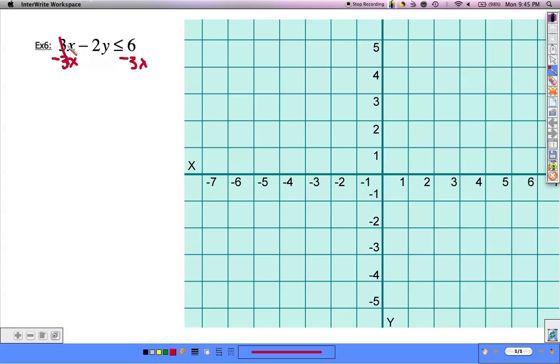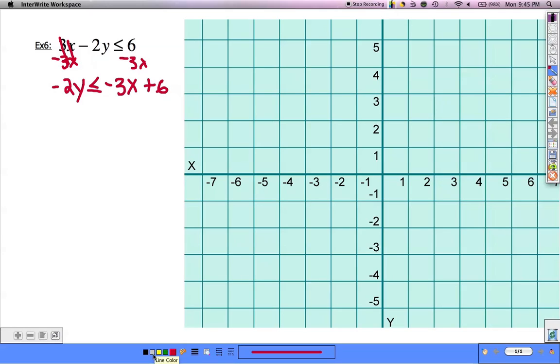The 3x's on the left-hand side are going to subtract to 0, and then on the left-hand side what we're left with is negative 2y is less than or equal to negative 3x plus 6, because that 6 is a positive 6.